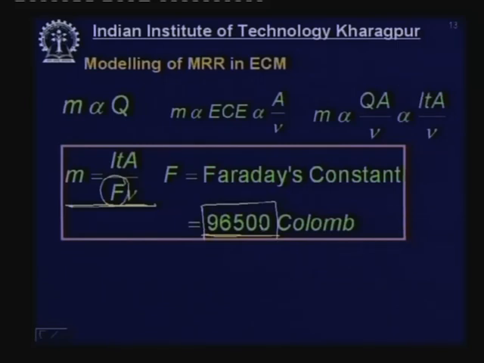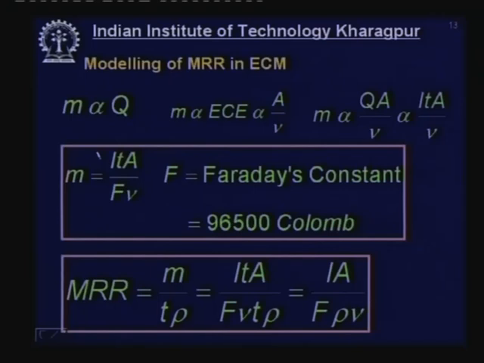So, I can say if the total amount of charge passed is 96,500 coulomb, then the amount of material removal would be exactly equal to the atomic weight divided by valency. So, if your atomic weight is 10 and valency is 2, your mass dissolution would be 5 grams. Now, this is the amount of mass dissolved.